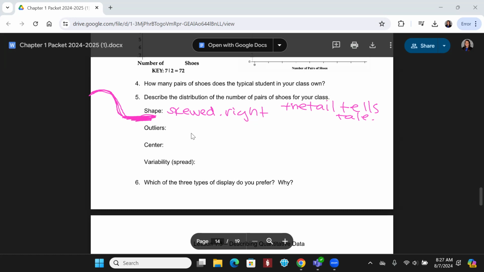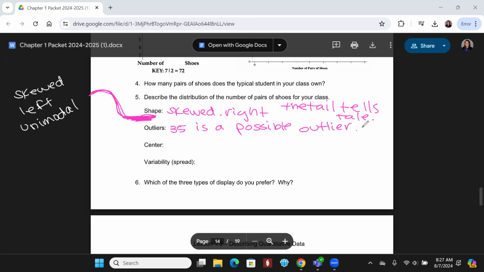Other shapes that you should probably know, if you don't remember these, are skewed left, unimodal, and bimodal. But for ours, we've got skewed right. Now, are there any possible outliers? Yes. So 35 is a possible outlier.